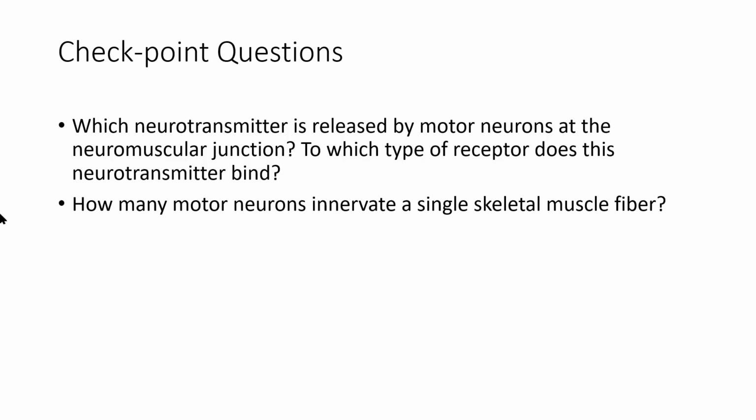And then the last question here, how many motor neurons innervate a single skeletal muscle fiber? So how many motor neurons can innervate a single fiber? 1. Excellent, thank you. So 1. So only one motor neuron can innervate one fiber. If I were to ask how many fibers can be innervated by a single neuron, that would be many, right? So one neuron, many fibers, one fiber, one neuron.